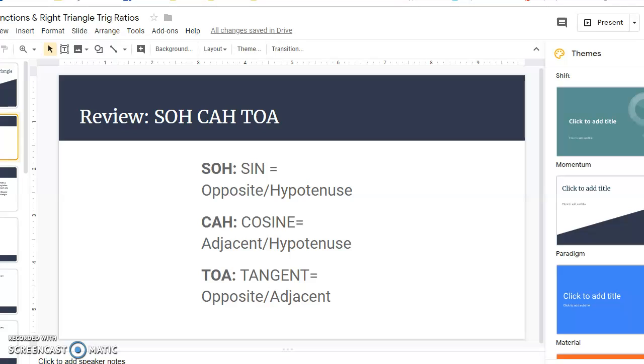So first, to review, we're going to go over SOHCAHTOA. SOHCAHTOA is a tool you'll use very often when performing functions and ratios. So first, SO is sine equals opposite over hypotenuse. CA is cosine equals adjacent over hypotenuse, and TOA is tangent equals opposite over adjacent.